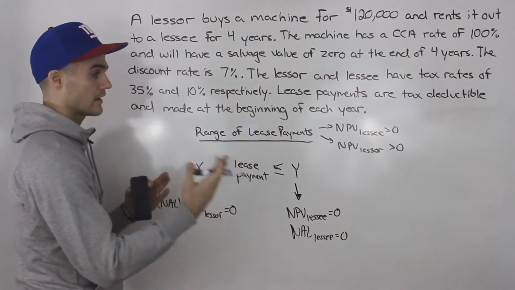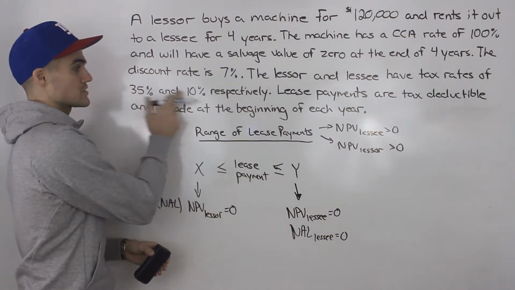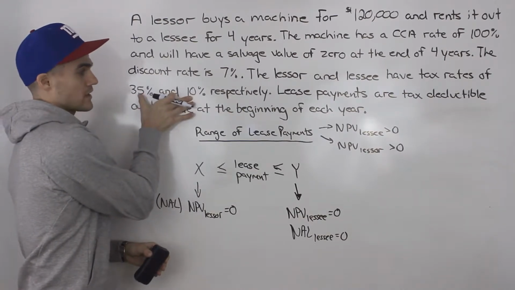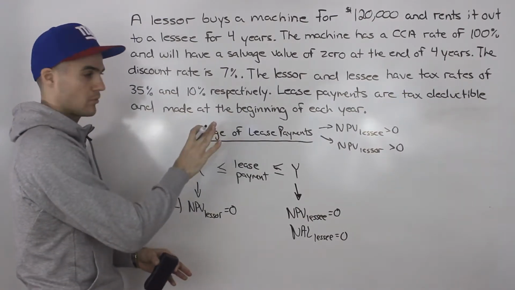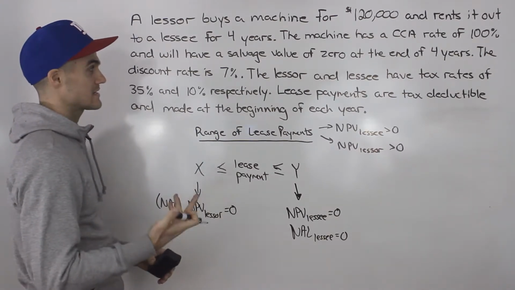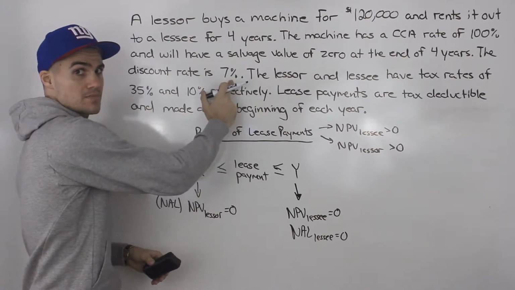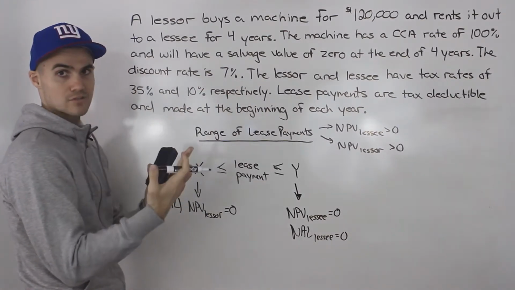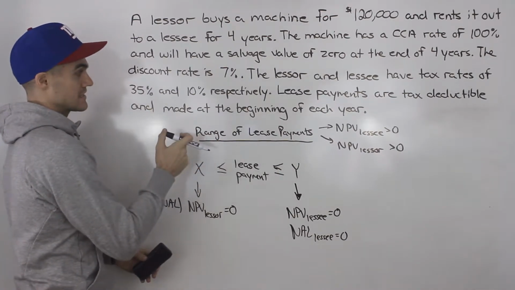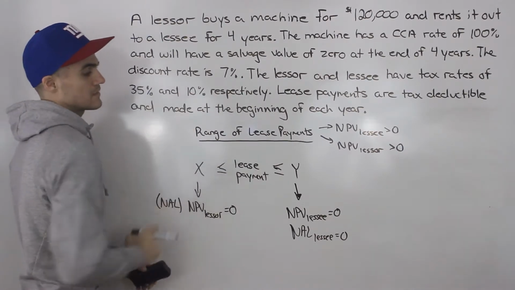And the reason why they're going to have to be two separate calculations is because of those different tax rates. Not only is the tax rate going to affect the tax shield portions, but it's also going to affect the after-tax discount rate, because this discount rate is on a before-tax basis. We always have to take the after-tax discount rate, and notice the after-tax discount rate is going to be different for both the lessor and the lessee.